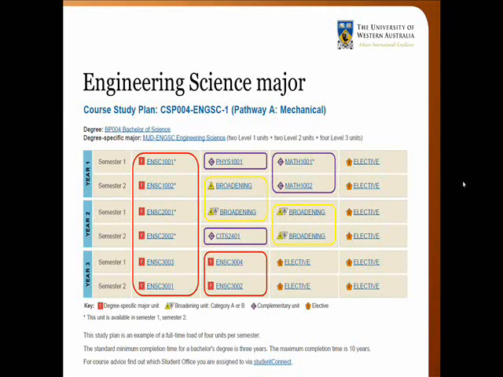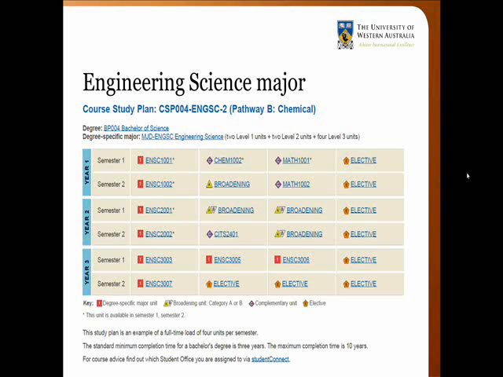These are the complementary units that you must select in order to do the engineering science major with the mechanical pathway. And 3 of these are in the first year, so you do need to enroll in them this year. And these are elective units. They could also be the units for another major, so that depends on whether you want to do 1 or 2 majors.